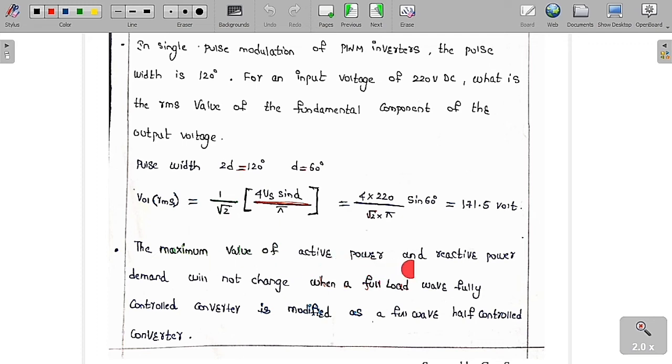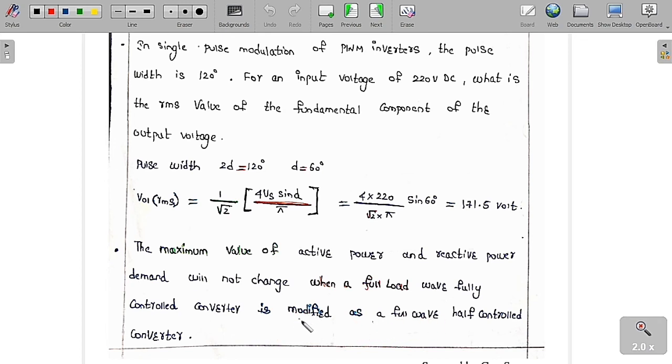The maximum value of active power and reactive power demand will not change when a fully controlled converter is modified as a semi-converter. So we can say that the maximum value of active power and the reactive power demand will not change when a full wave controlled converter is modified as a full wave half controlled converter.